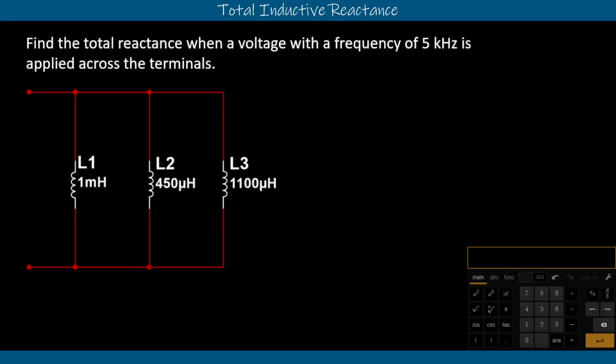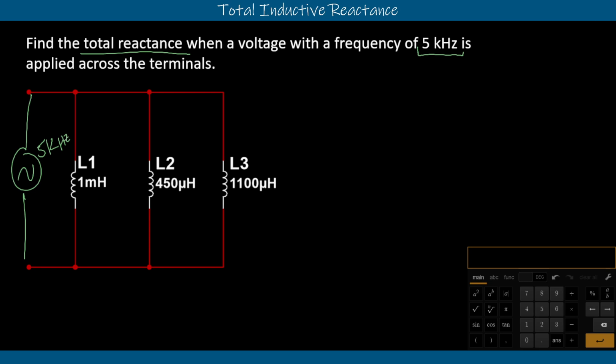Right, hello and welcome. In this example, we are going to look at how to calculate the total reactance with a voltage that has a frequency of 5 kilohertz. So this is an AC waveform that we expect in here, and it's going to connect across here, and it's going to have 5 kilohertz as its output.